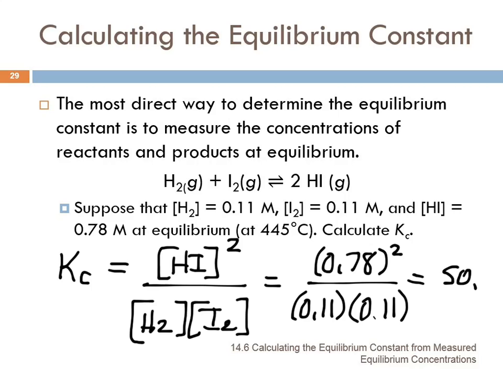The other thing is you want to make sure that you and your calculator are on the same page and you're understanding what you're doing. Because this is a type of calculation where people do funny things. They do 0.78 squared divided by 0.1 times 0.1. Your calculator doesn't understand that and will give you a completely different number.